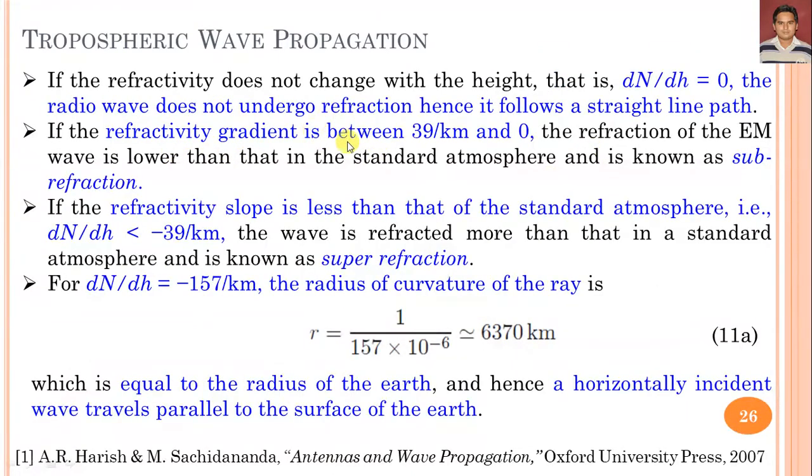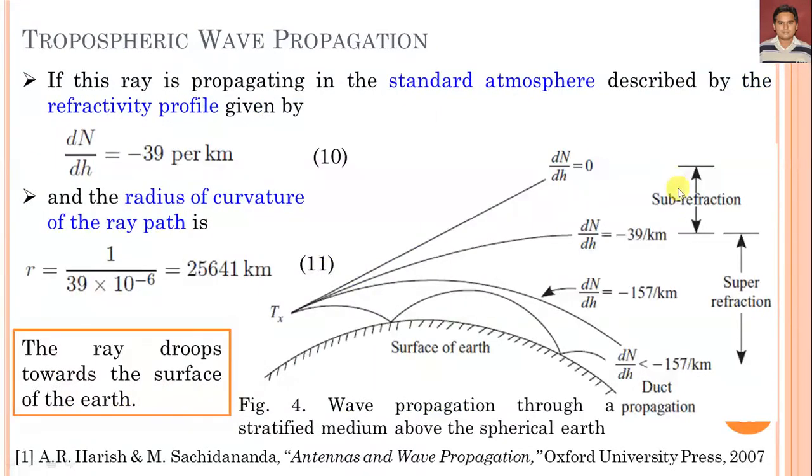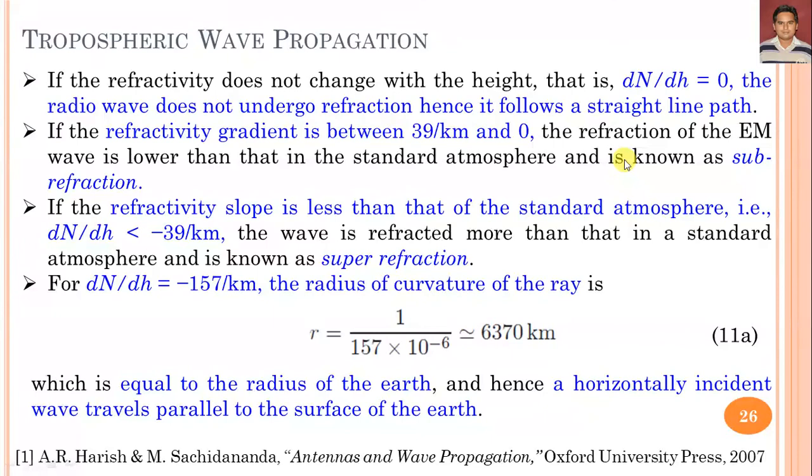If the refractivity gradient is between 0 and minus 39 per kilometer, as we have discussed, the electromagnetic wave is refracted less than in the standard atmosphere, and it is known as sub-refraction. If the refractivity slope dN/dh is less than minus 39, then the wave is refracted more than in a standard atmosphere, and it is called super refraction.